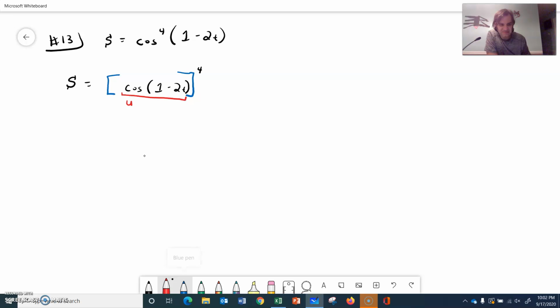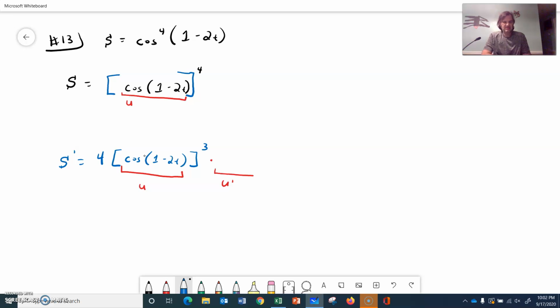So my derivative will look like s prime. I've got the 4th power. I'm using the power rule. The 4 will come out front, and it will go down to a power of 3. And what goes inside will be that u times the derivative of u. So the u that I had was cosine of 1 minus 2t.